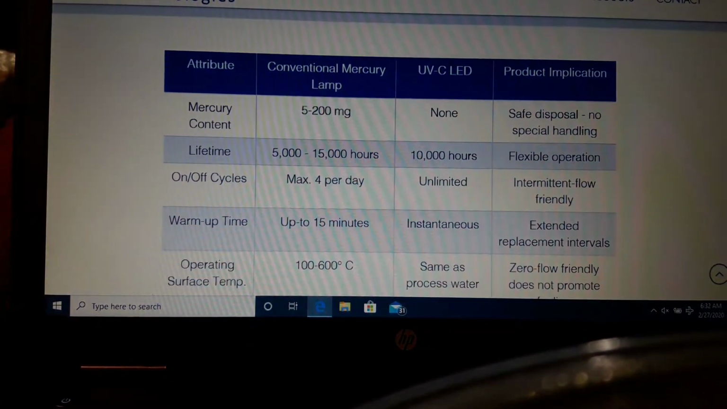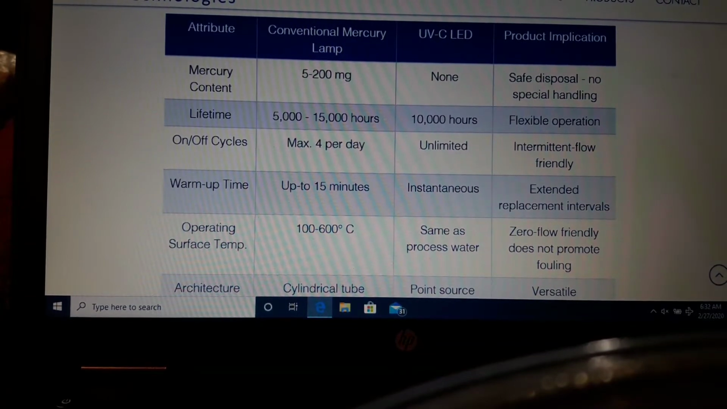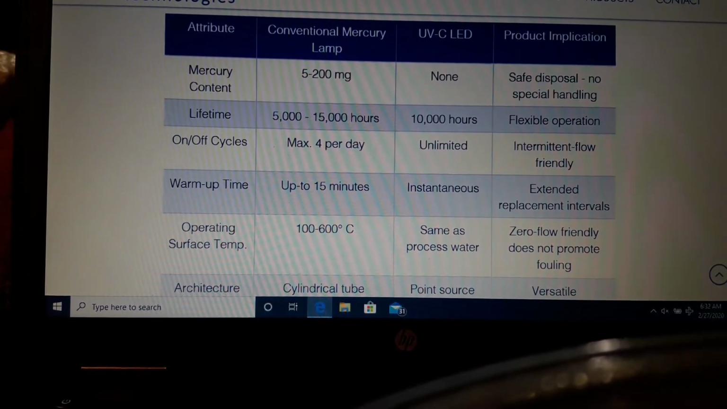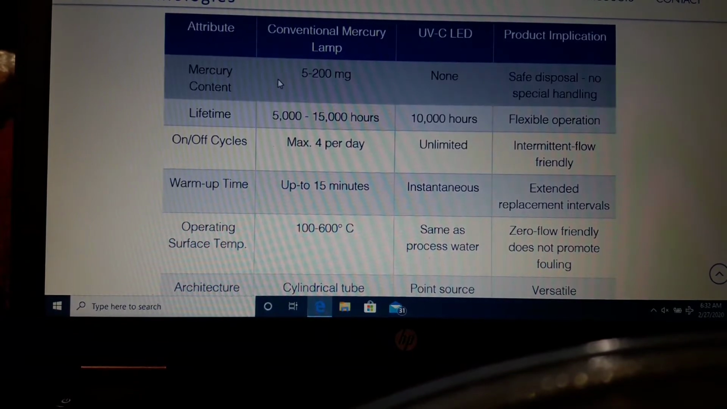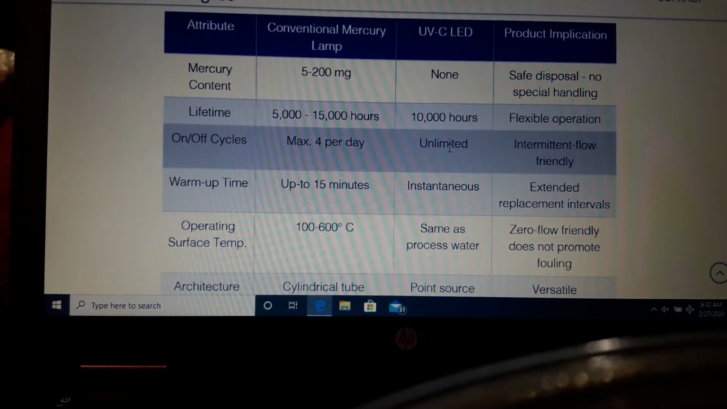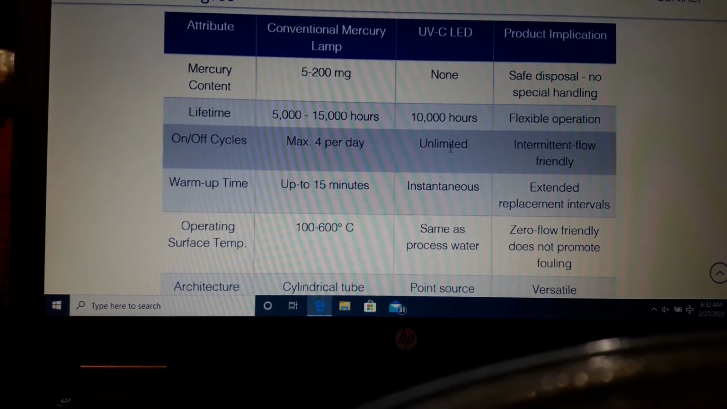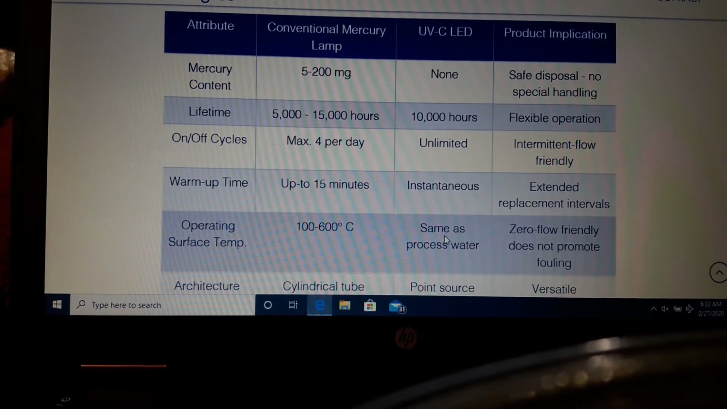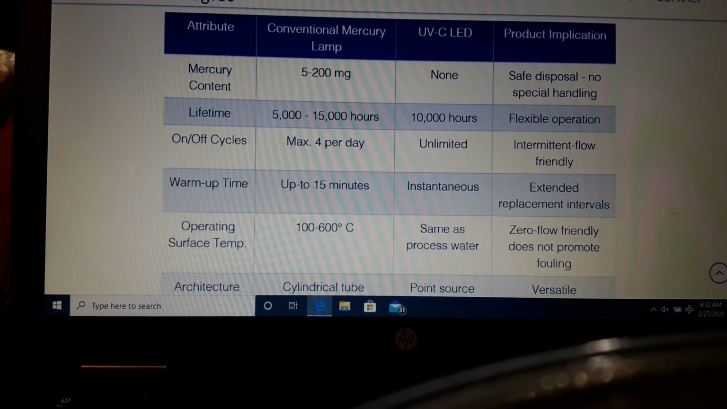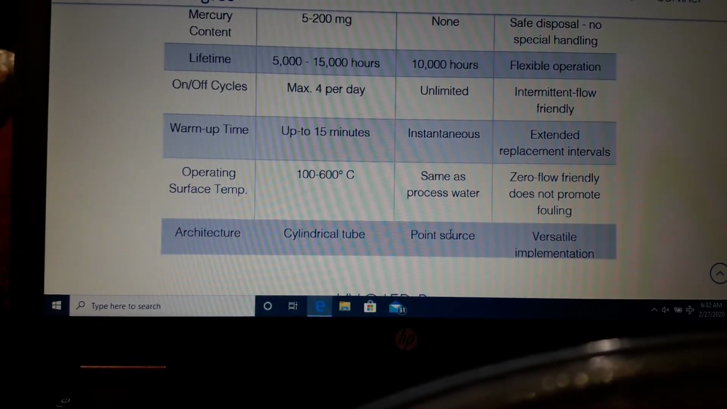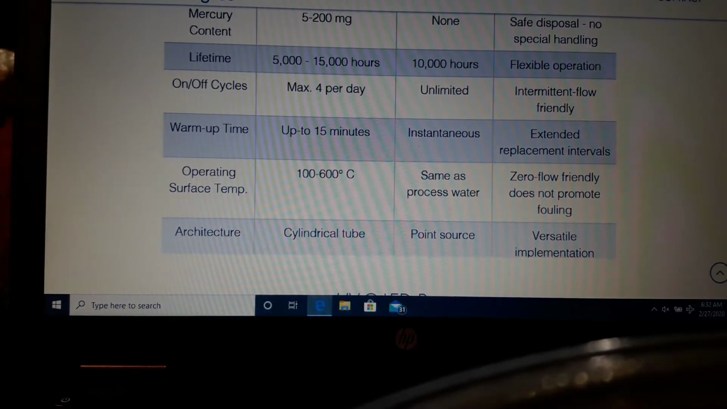So this little table right here shows the differences in the different aspects of the UVC LED. So it contains no mercury. The lifetime is 10,000 hours. It has unlimited on-off cycles. It warms up instantaneously, same as processed water is the operating surface temperature. And I don't know what that means. And the architecture is point source. So it's like where you point it.